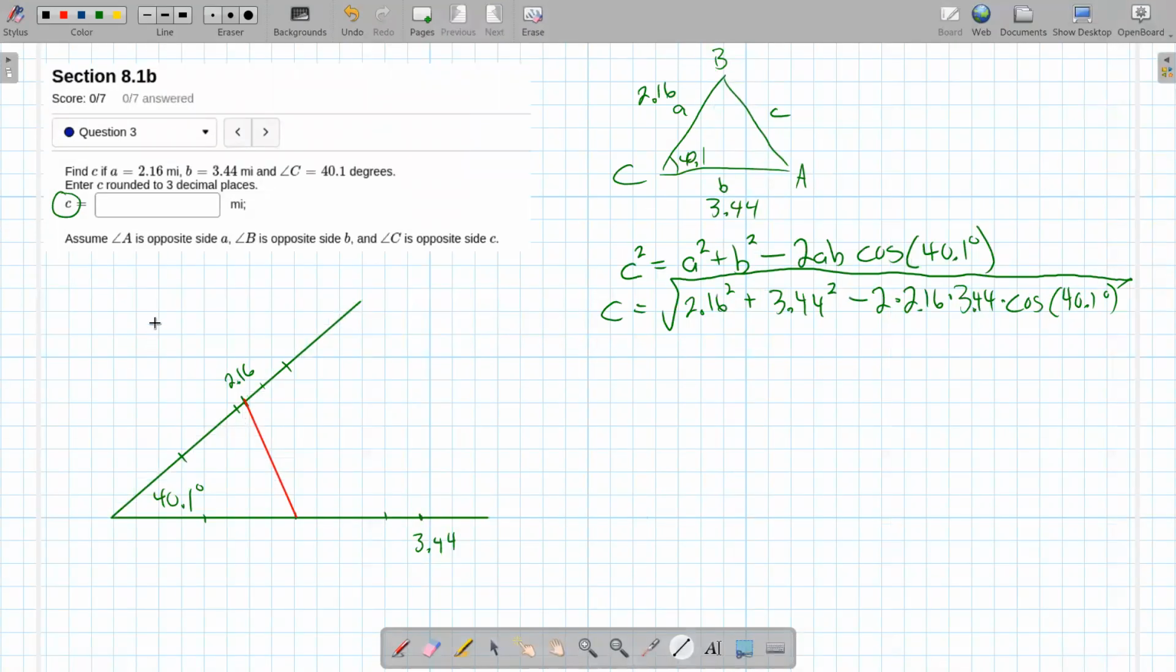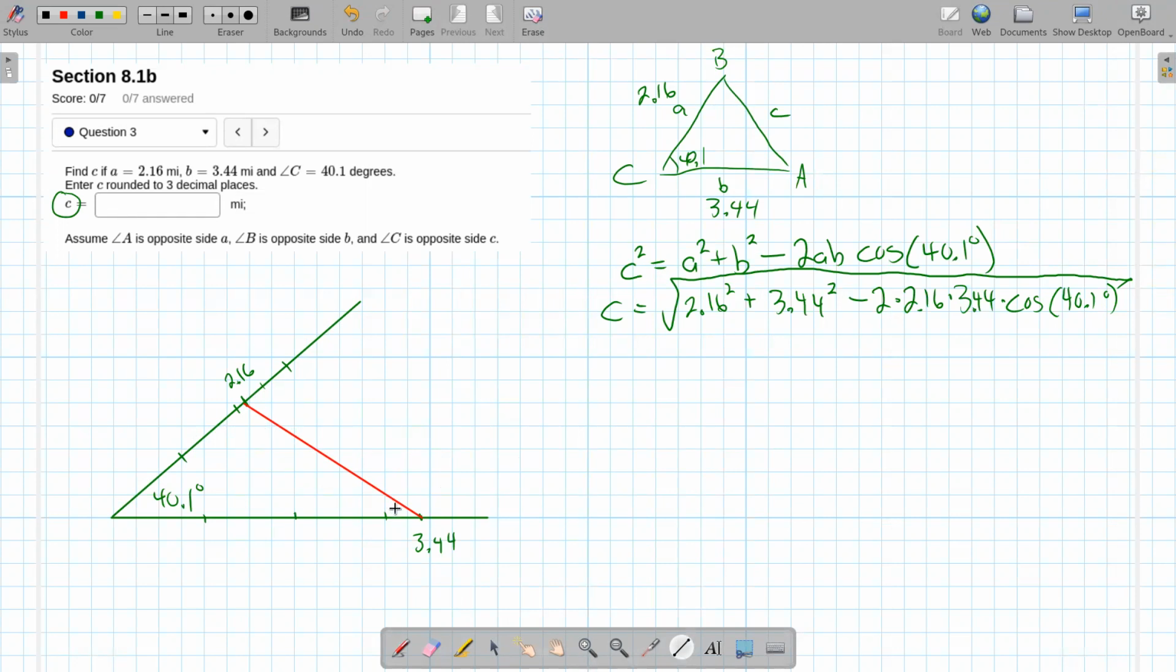Okay, so the biggest angle is up here at the top. And, oh, I connected that to the wrong spot. Let's undo that. I need to connect that to 3.44. That's better. Okay. So the biggest angle is clearly up here, right? So that should go with the biggest side, 3.44.